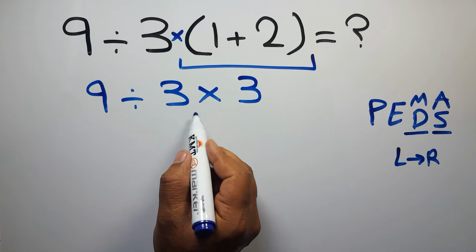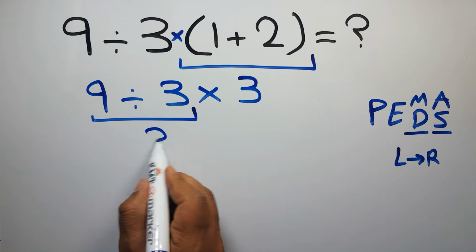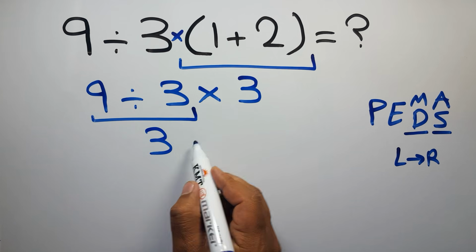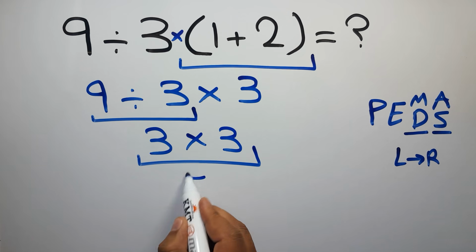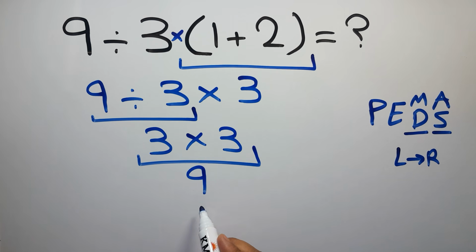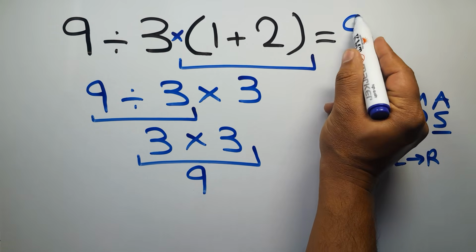9 divided by 3 gives us 3. So we have 3 times 3, which gives us 9. And this is our final answer to this problem. The correct answer is 9.